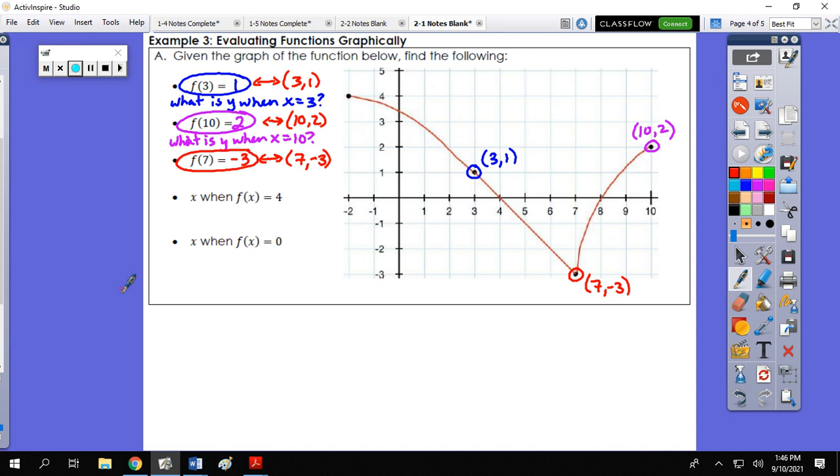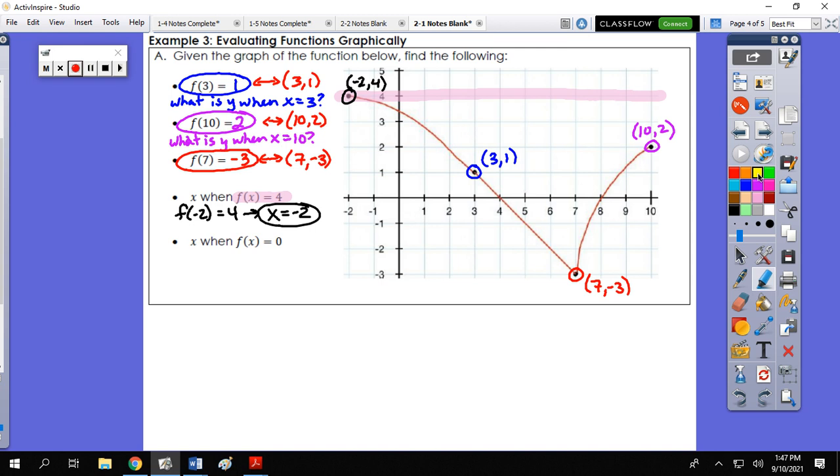Okay, then we can also work backwards from a graph. So when it says find every x where f of x equals 4, we're going to look at the line y equals 4. And we're going to note any point where the function exists on that line. In this case, the point negative 2, 4 is on that line. So f of negative 2 is equal to 4, which means x equals negative 2 would result in f of x equals 4.